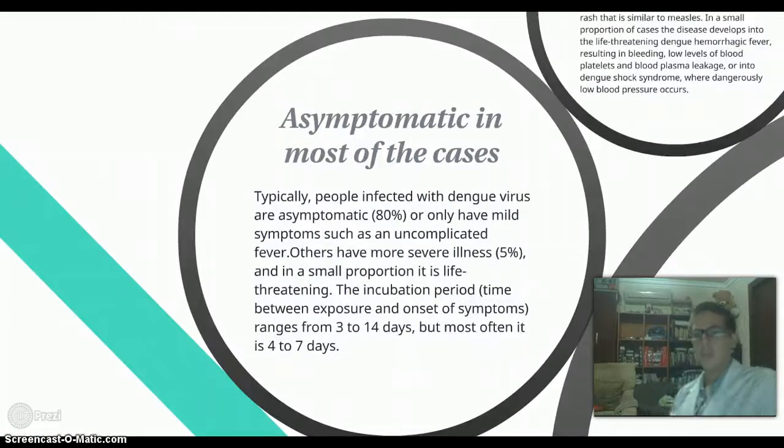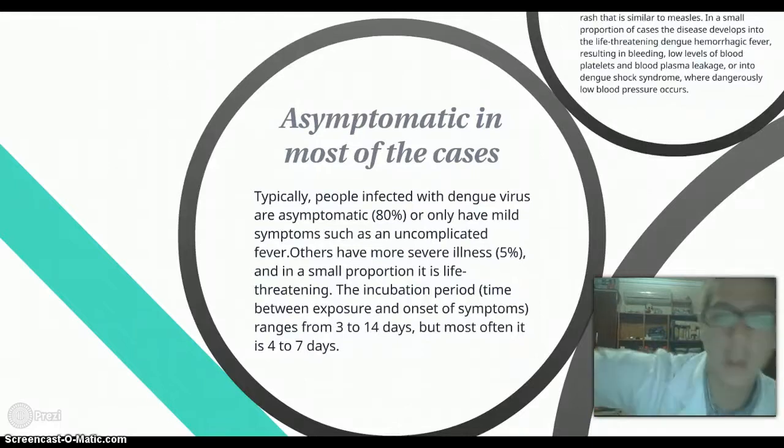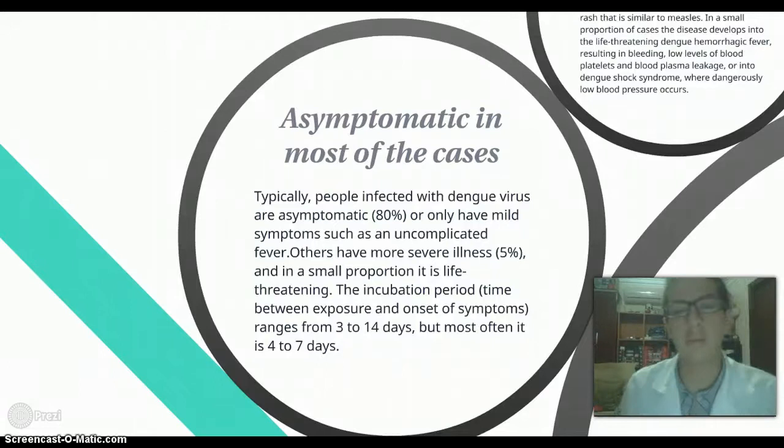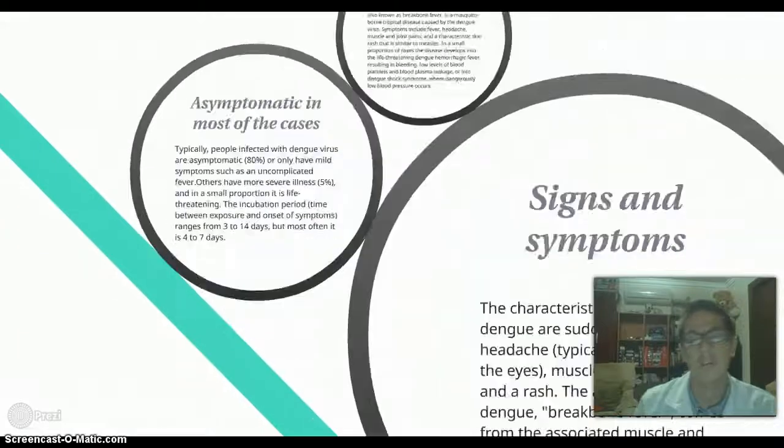Asymptomatic in most of the cases. Typically, people infected with dengue virus are asymptomatic (80%) or only have mild symptoms, such as an uncomplicated fever. Others have more severe illness (5%), and in a smaller proportion it is life-threatening. The incubation period, the time between exposure and onset of symptoms, ranges from 3 to 14 days, but most often it is from 4 to 7 days.